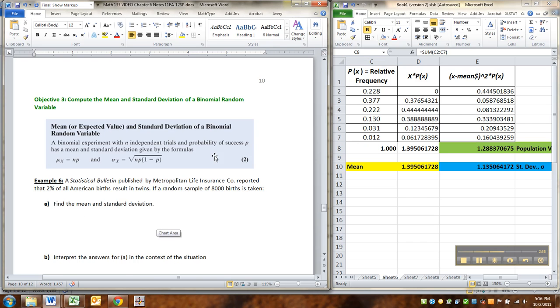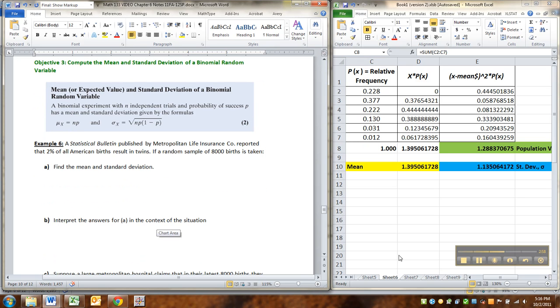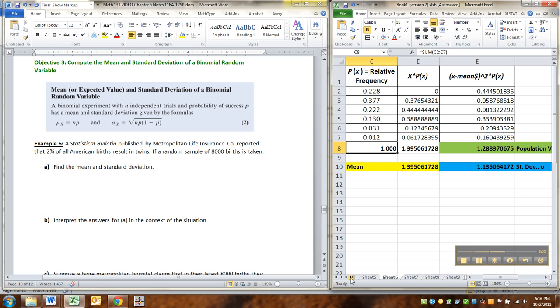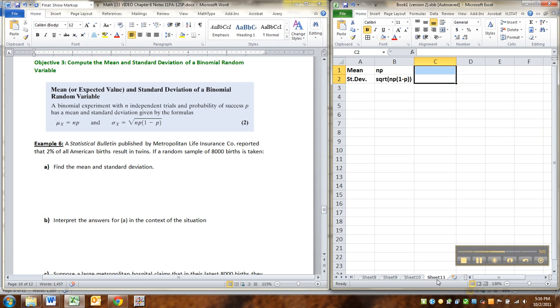But what this little blue box is telling us is that there's an easier way. That the mean for a binomial, if it's binomial, will always be n times p. And the standard deviation will always be the square root of n times p times 1 minus p. And I actually wrote them right here. N times p, square root n times p times 1 minus p.